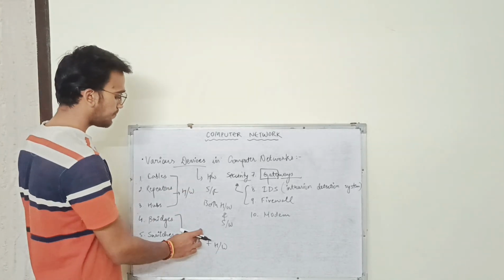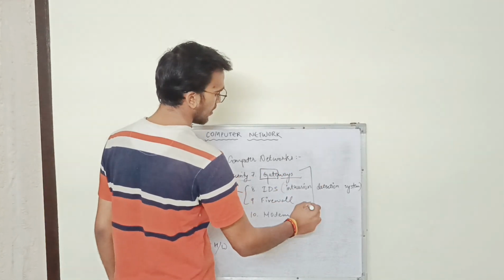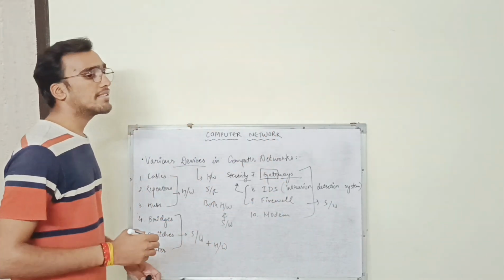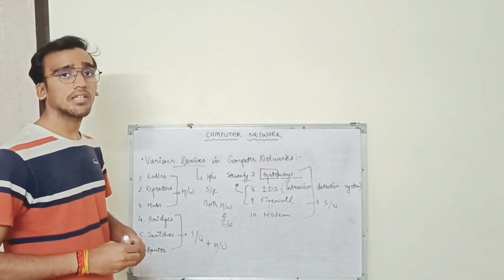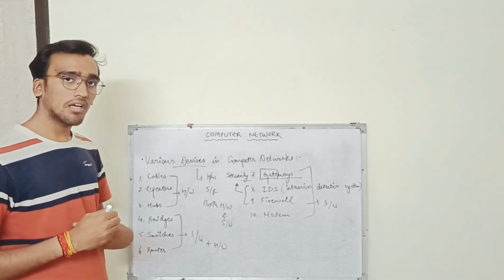Now, these three are the software devices. You already know them very well. Firewalls, you can see in your computer, like the antiviruses we use for the security of the data.